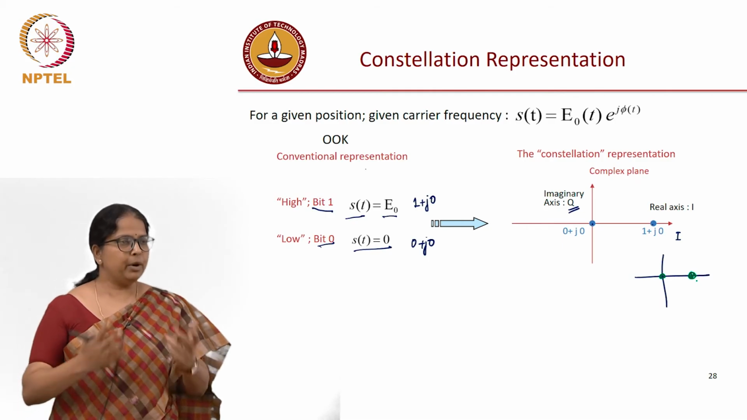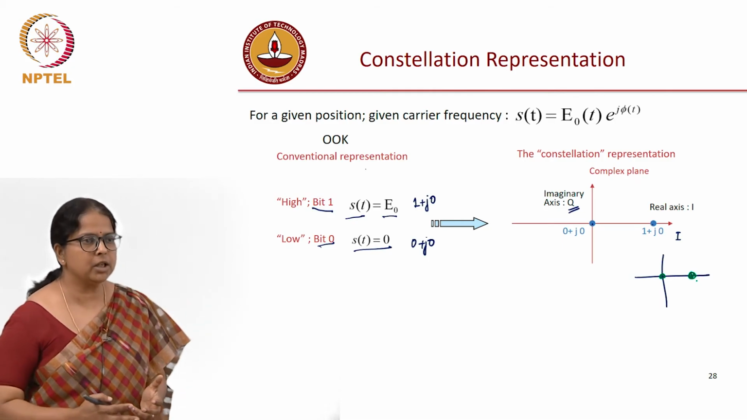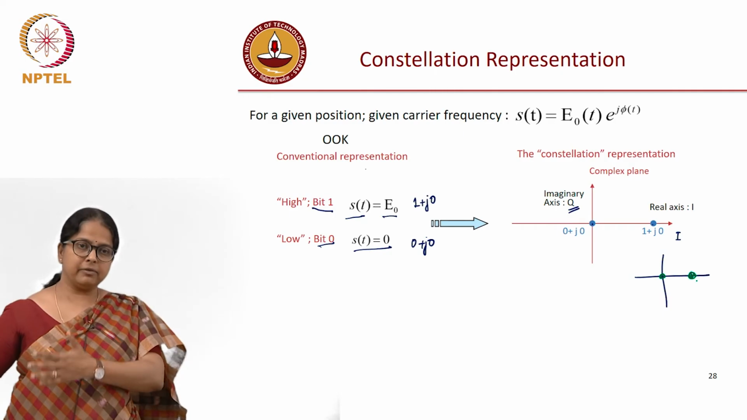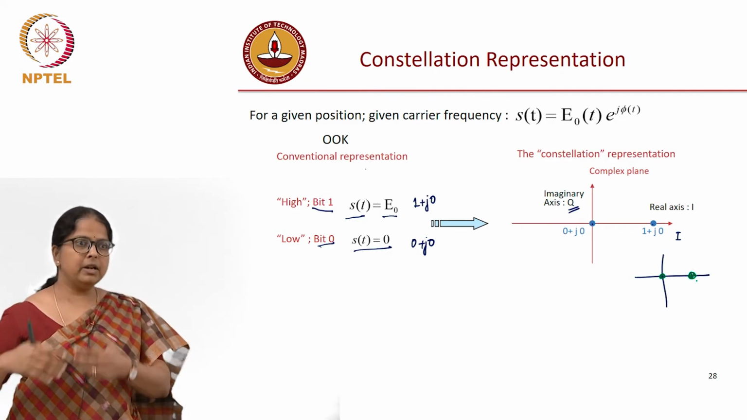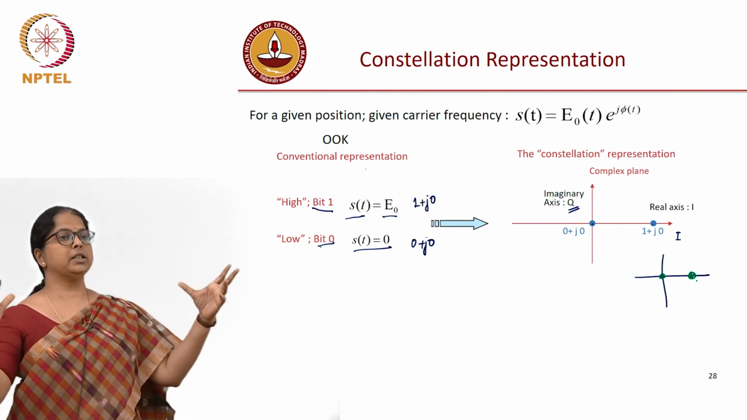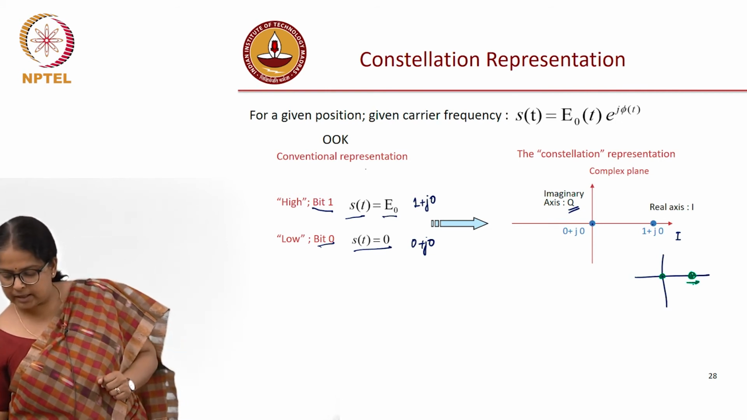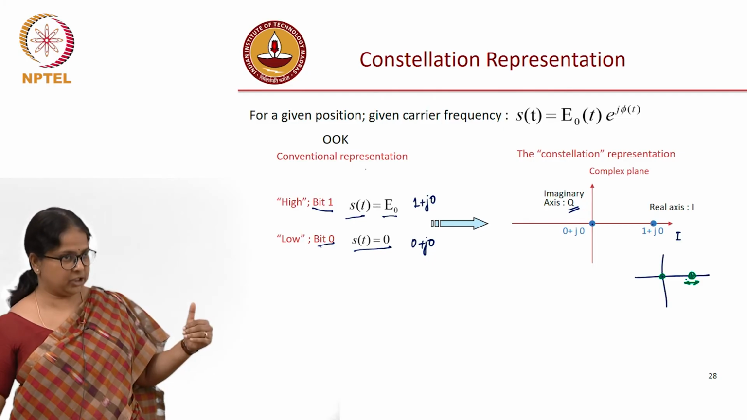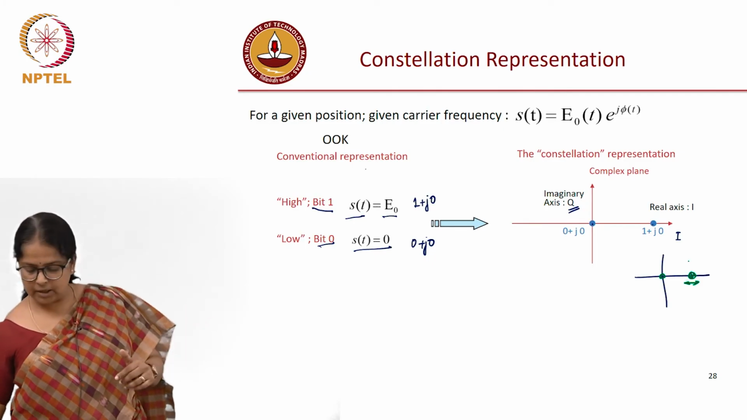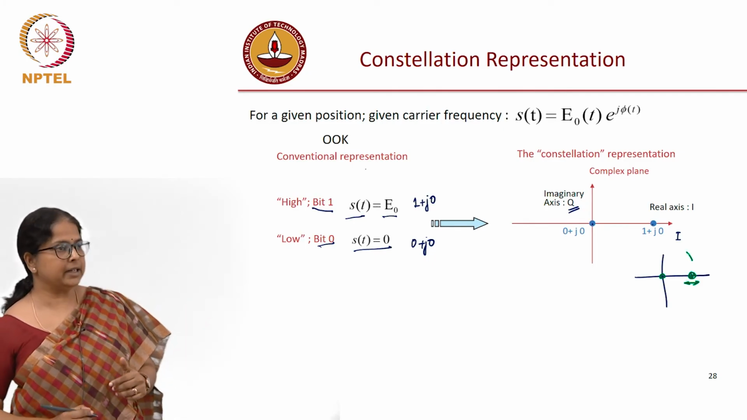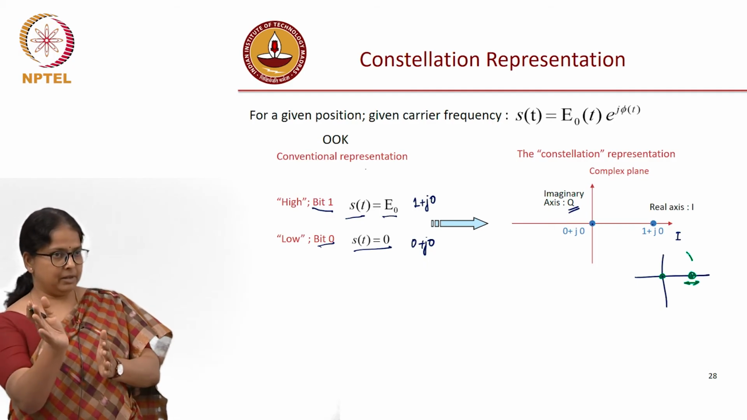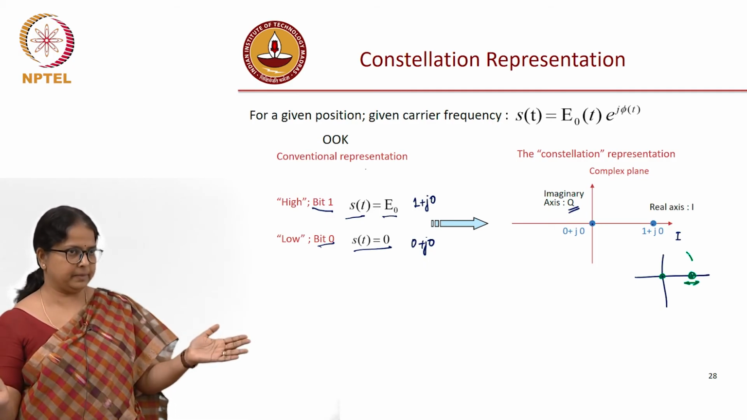It is important to understand the concept of constellation, because all the impairments in the fiber, in the receiver, we will now talk in terms of how the constellation is spreading. If the constellation is spreading in this direction, it means that the amplitude is changing. If the constellation is spreading in the angle direction, you say that the phase is changing. Of course, in OOK there is no concept of phase.